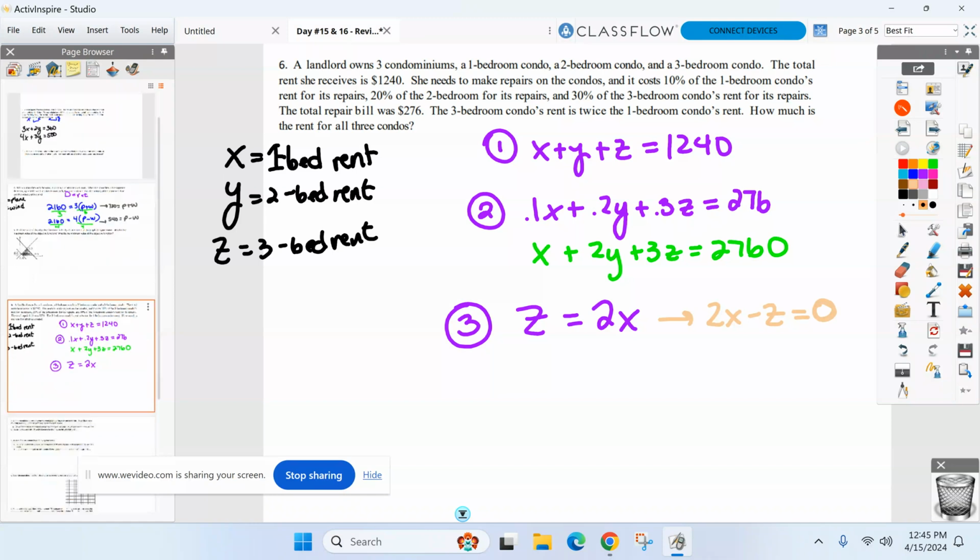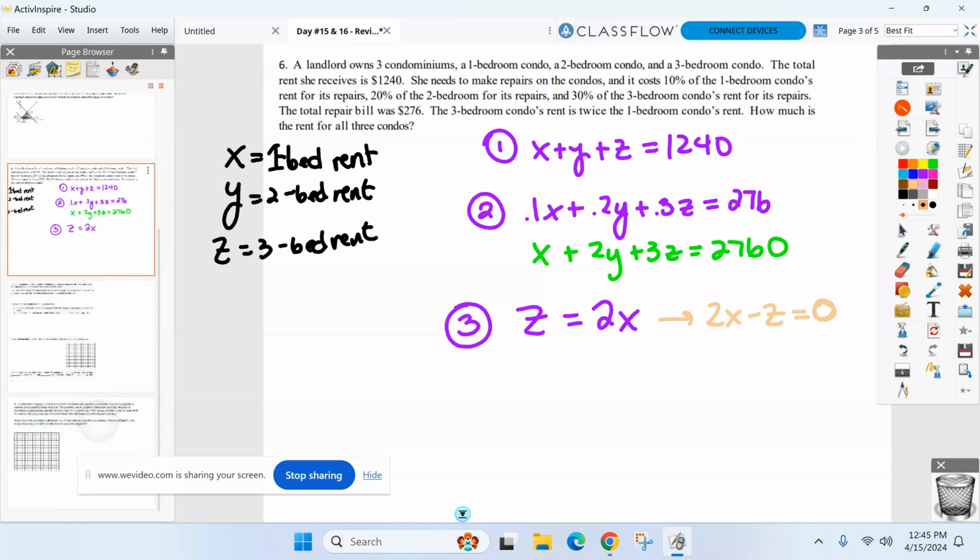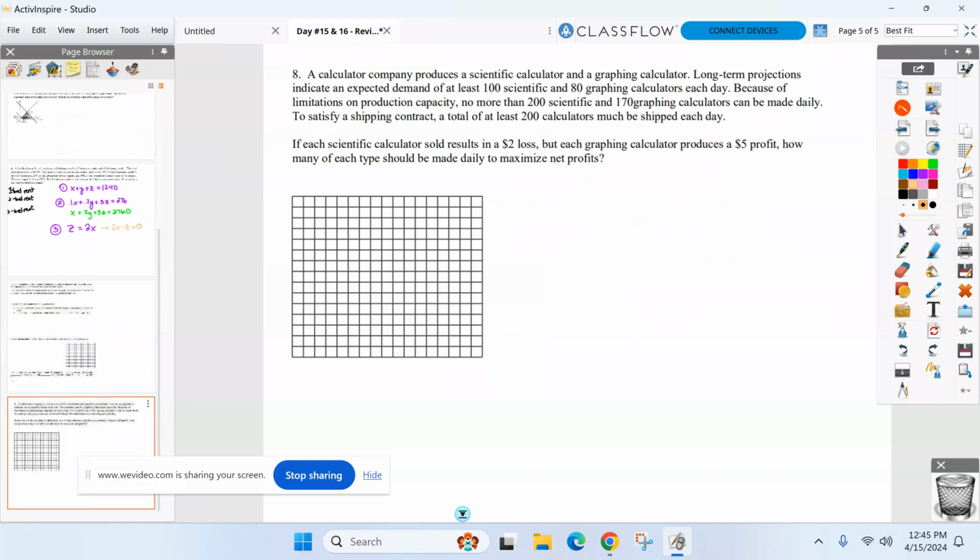And then one more. Our maximization problem. We did one already on Friday. Well, I got another one for you here too. Because these are the pre-calc level problems. Whew.